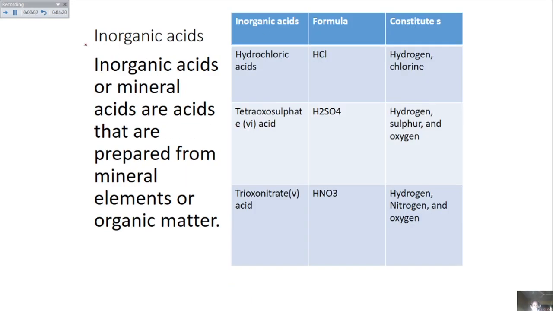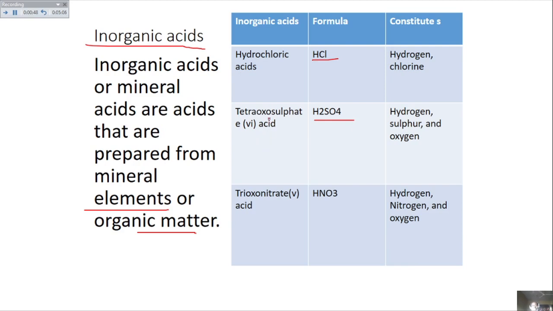Good. Now, inorganic acid. What is inorganic acid? Inorganic acids or mineral acids are acids that are prepared from mineral elements or organic matters. When you're talking about mineral elements, elements that have already been discovered, you can find them in the periodic table. Now, I talk about inorganic acid, formula and constituents. Like hydrochloric acid, the mineral elements in hydrochloric acid are hydrogen and chlorine. In tetraoxosulfate acid, we have hydrogen, sulfur, and oxygen. These are the mineral elements that are present in this particular acid.